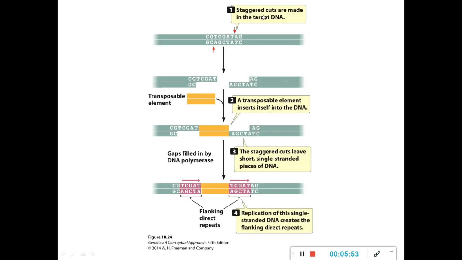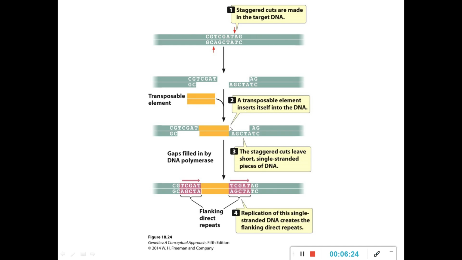Now, what happens is staggered cuts are made in the target DNA. You know what a staggered cut is? A blunt cut and a staggered cut are different. A blunt cut is just cutting straight through, but a staggered cut is somewhat like this. See here, like this. So, once a staggered cut has been made in the target DNA, the transposable genetic element inserts itself into the DNA. This is a transposable element, and the staggered cuts.